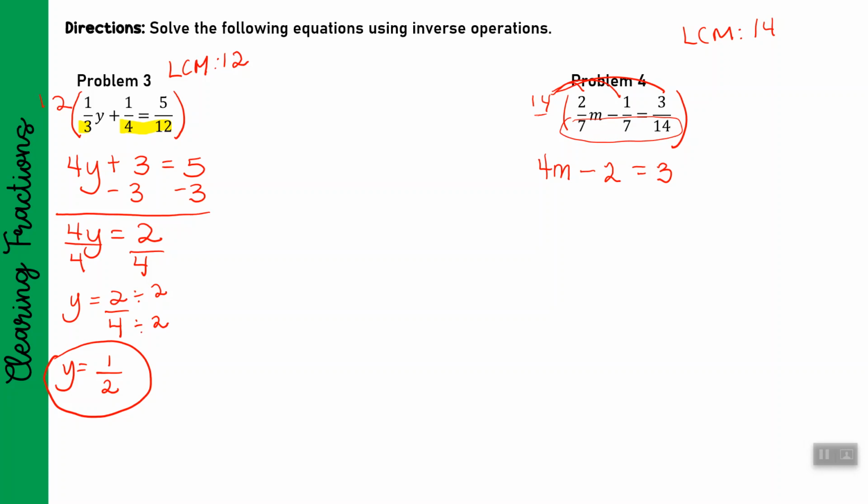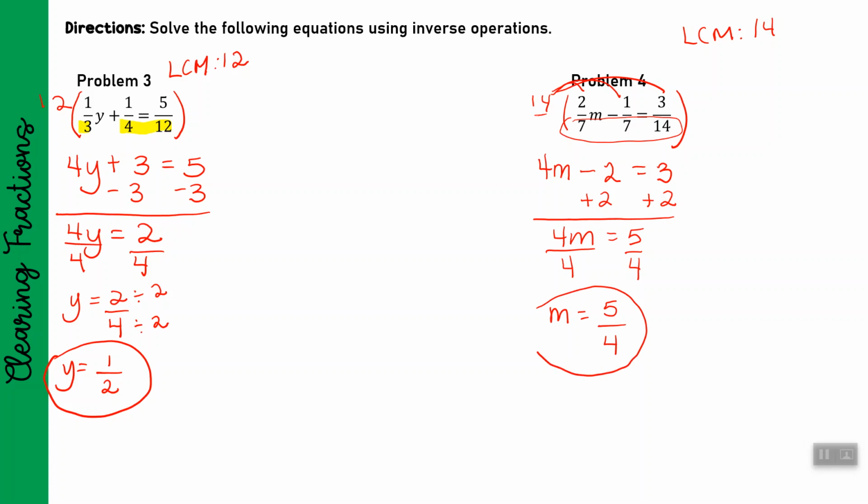Start at the bottom of order of operations, it's adding, subtracting. Inverse of subtracting is adding. Add 2 to both sides. 4m equals 5. Divide everything by 4. M equals 5/4. Now, that can't be reduced.